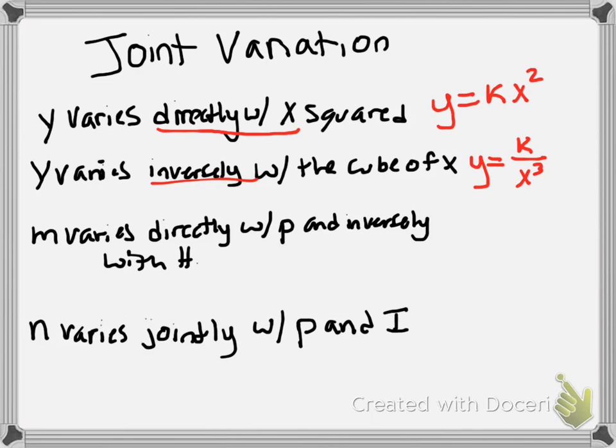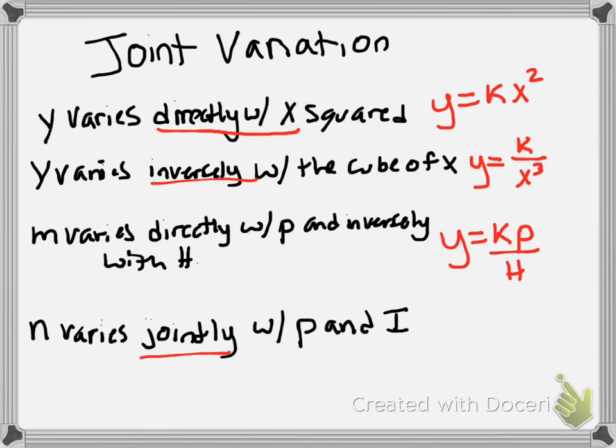So this third one, m varies directly with p and inversely with h. So this is another joint. This one actually combines both. Directly with p, so that would look like this. Now the inversely part just means you're going to divide by that part, so that's inversely with h. Okay, and that's probably what you'll see in your exam, something more similar to that.